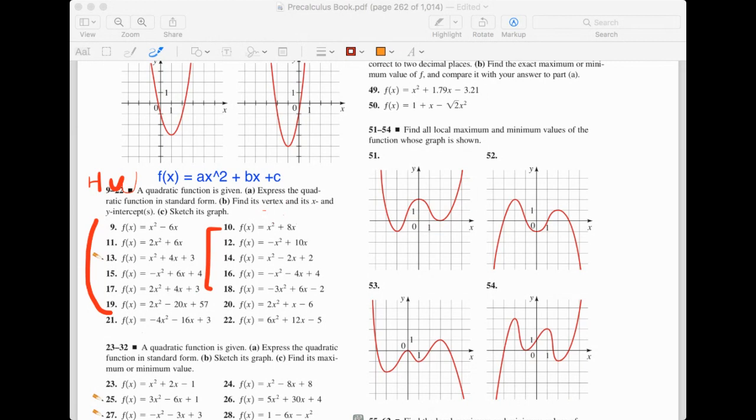I was figuring out what we are doing right now. Oh, you don't know what we are doing? We're trying to graph, from 10, 12, 14, 16, 18. We're trying to graph it, following A, B, C. A is saying express the quadratic function in standard form, figure out A, B, C. Then find the vertex, x-intercepts, y-intercepts, then sketch the graph. Okay, thank you. You're welcome.